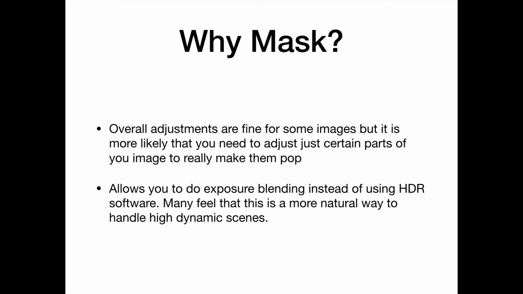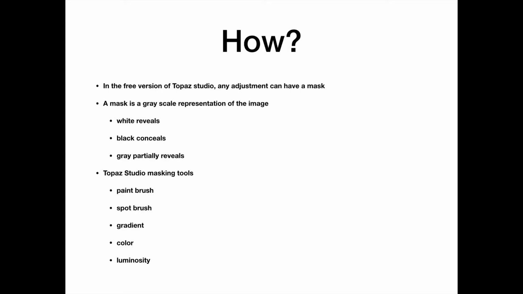So the first question you have to ask is, why do you want to mask? Well, you want to mask because overall adjustments are fine for some images, but it's more likely that you're going to need to just adjust certain parts of an image to really make them pop. It also allows you to do exposure blending instead of just using HDR software. And again, this is a way of getting around the idea of having to use expensive software to create better pictures. So how do you do this?